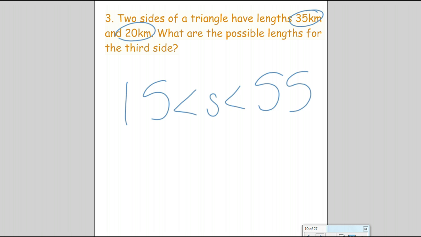I'm going to yell out a number and you're going to tell me if it could be the third side or not. 23, Yasmin. Could 23 be the third side? Does 23 fit between these 2 numbers or does it not fit? Yes. Okay. Dimitri, 8. Could 8 be a third side? No. Danica, 55.7. Could that be the third side? No. Doesn't fit. It has to be smaller than 55, greater than 15.